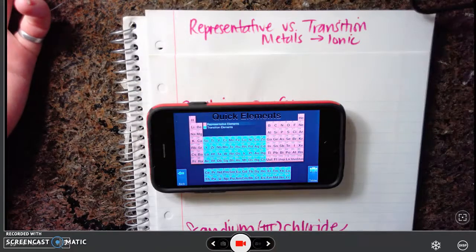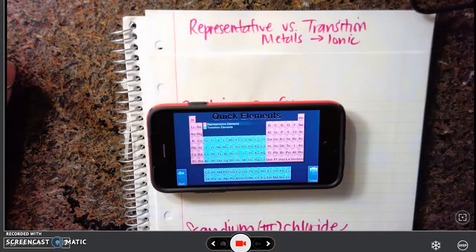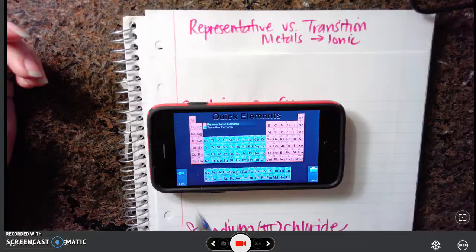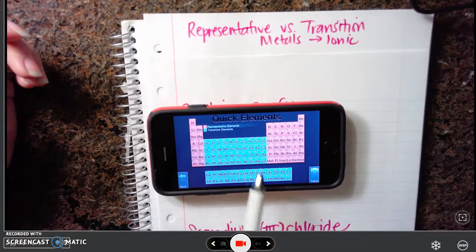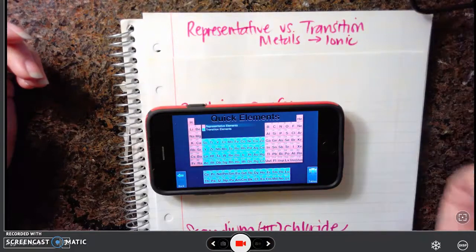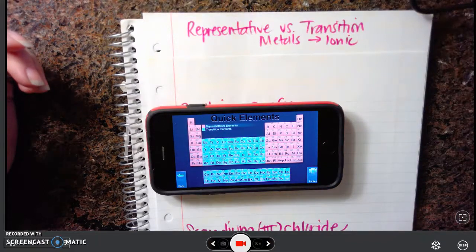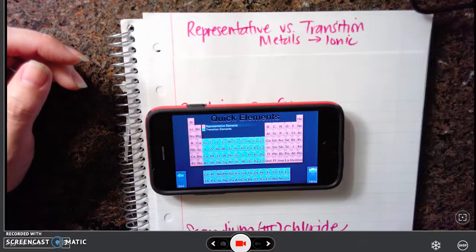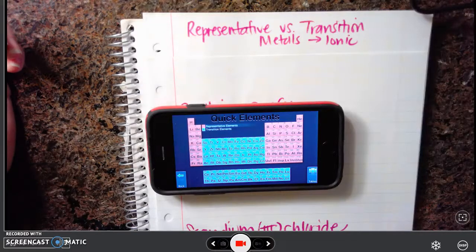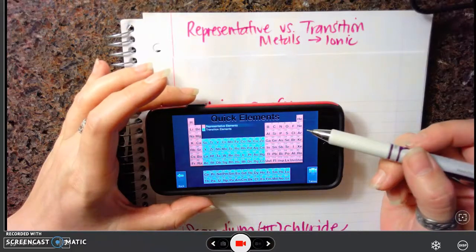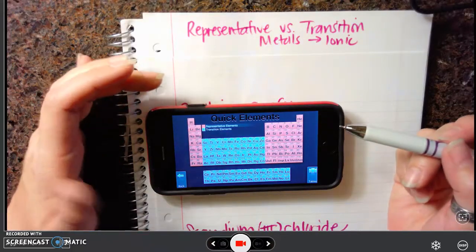Because they always have the same charges, you don't need to worry about using Roman numerals to tell the charge of the metal. However, transition metals, and for my class we also include tin and lead in those transition metals, are going to get Roman numerals. The Roman numerals tell you the charge of the metal. They do not tell you how many there actually are. You get how many there are from the oxidation numbers when you swap and drop.